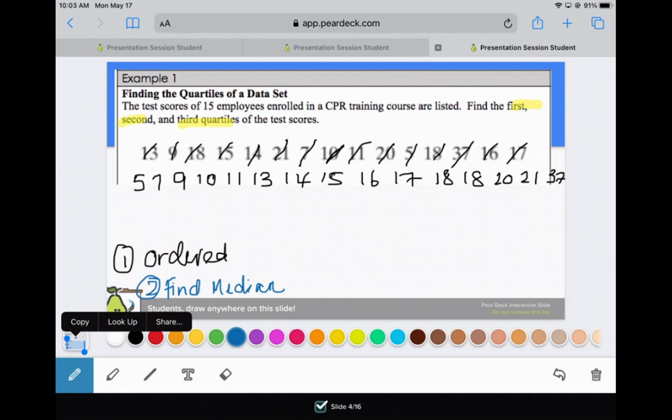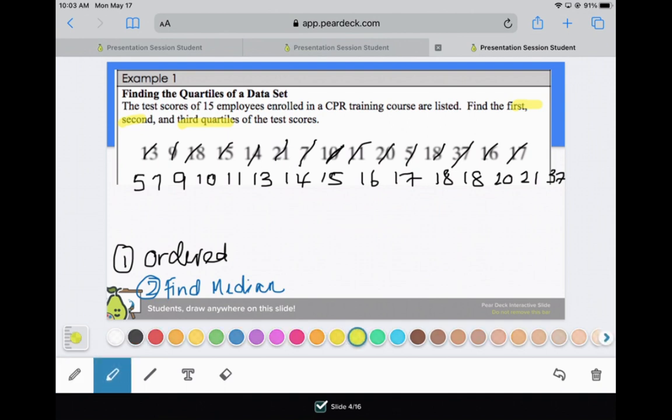Okay. So let's see. I have 15 numbers. That means I'm going to have 7 on each side. So I keep going. And sometimes you can have 2 medians. Yes, for sure. So when you have 2 numbers in the middle, what do you do? If you happen to have 2 numbers, what do you do with those 2 numbers? Do you remember? Yeah, add them up and divide.